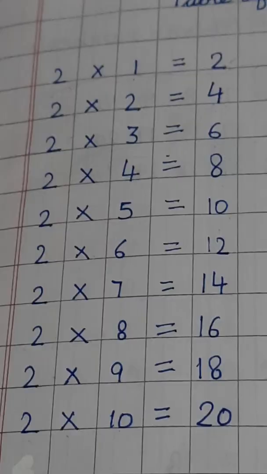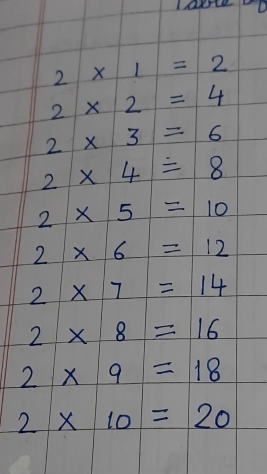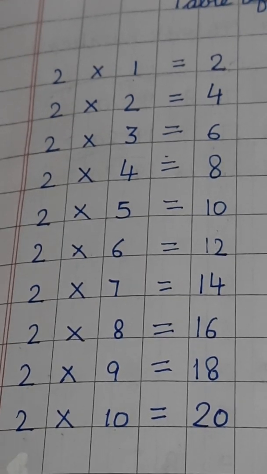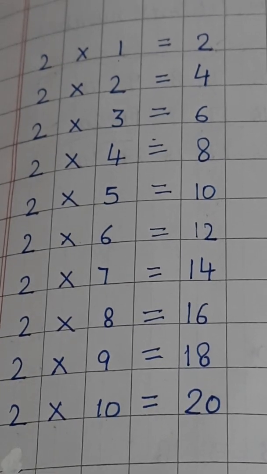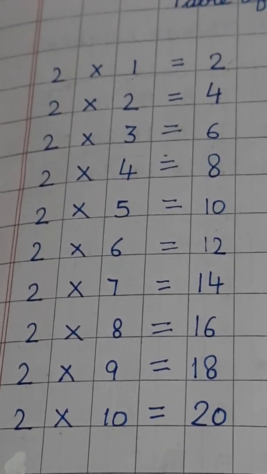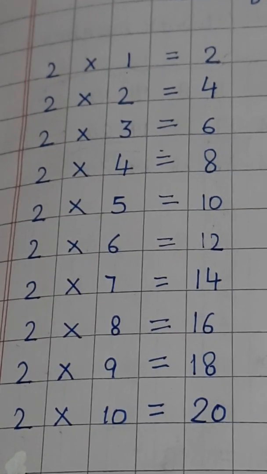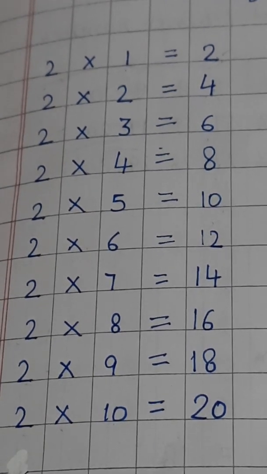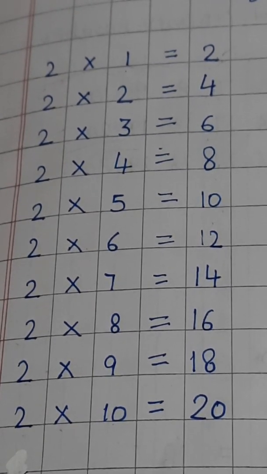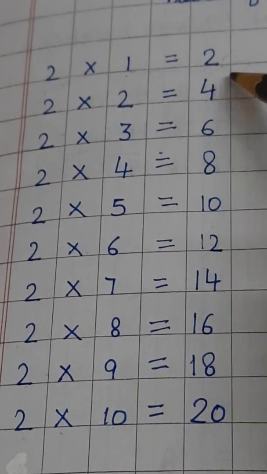Okay children? Now children, we will revise the tables from 2 to 10, because in the next class we will learn multiplication with regrouping of 1. Okay, so to multiply correctly with regrouping, we have to revise the tables, we have to learn the tables properly. Okay, it is very important for multiplication.